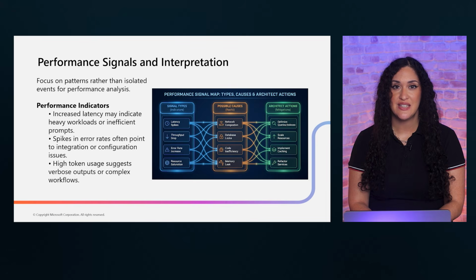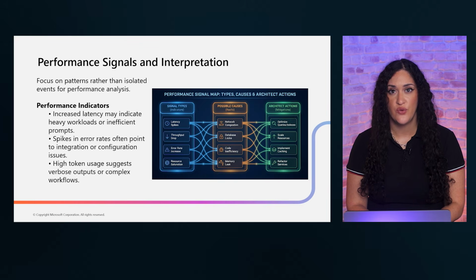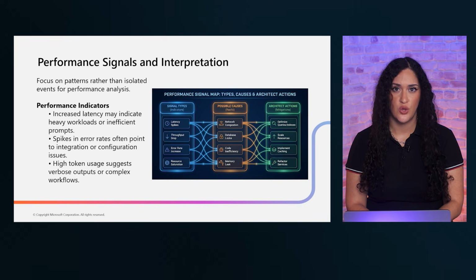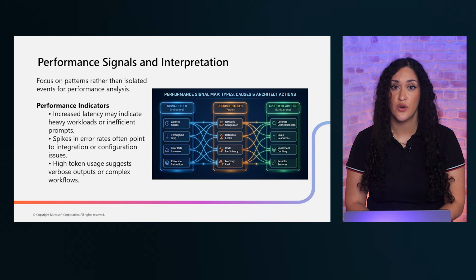Increased latency may indicate heavy workloads, inefficient prompts, or resource contention. Spikes in error rates often point to integration failures or configuration changes that broke something. High token usage suggests verbose outputs or unnecessarily complex workflows eating into your budget.